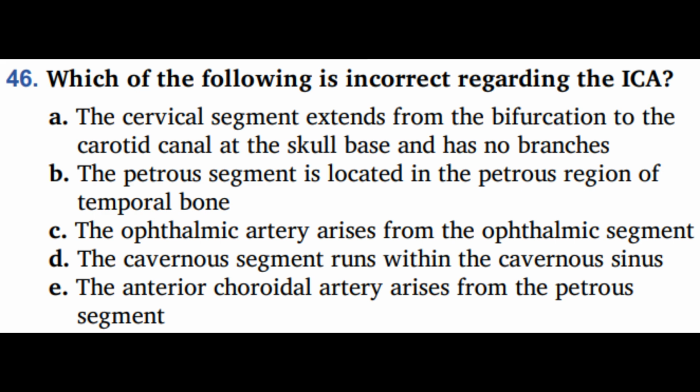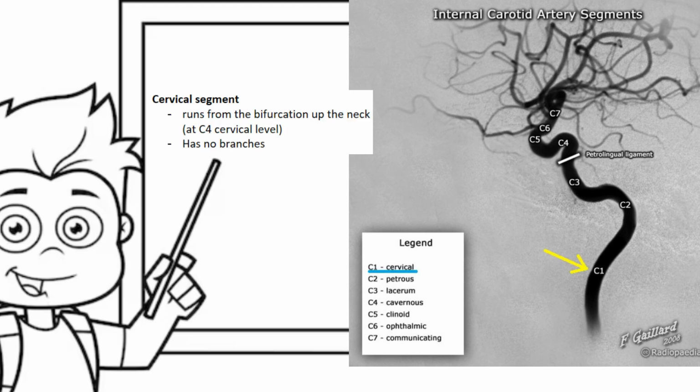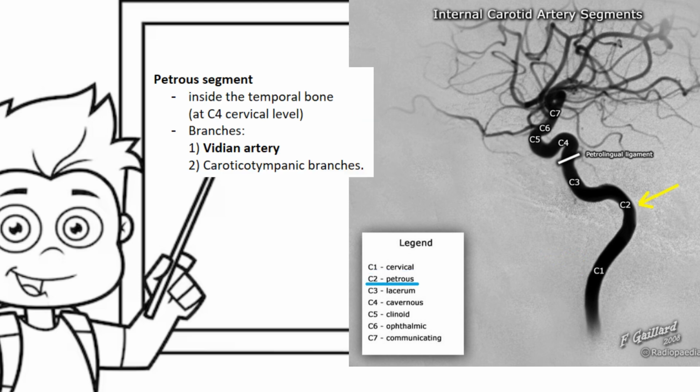What do you think? I think it's best for us to slow down and walk through the segments of the internal carotid. There are 7 segments, starting from caudal to cranial. The first is the cervical segment, which runs from the bifurcation up the neck. It has no branches. The second is the petrous segment, located inside the temporal bone. It gives off 2 branches, the Vidian artery and the caroticotympanic branches.